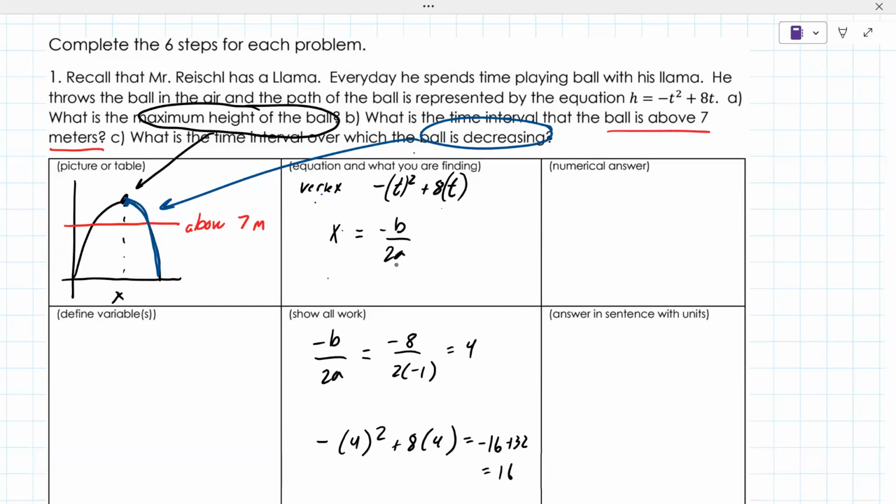Yes, but we just want the height. It just asks for the maximum height. So you just want to give the maximum height as the answer. In that case, you would say the max height is 16 meters. Although, does it give units? Yeah, it does. Okay.